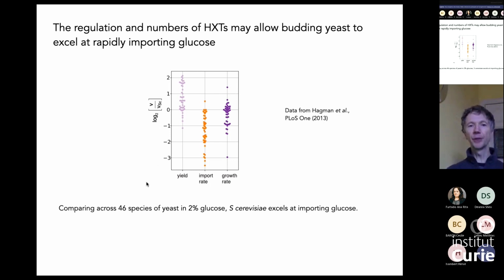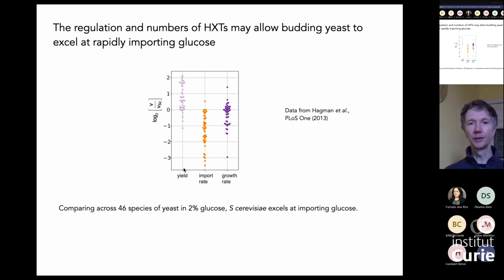What they did is they took 46 species of yeast and compared their growth in 2% glucose, which is 110 millimolar, so high glucose. And we took the data and plotted the characteristic of another species compared to the characteristic of budding yeast, taking the log 2 of it. That means that in this region, budding yeast is better than the other species, and in this region it's worse.